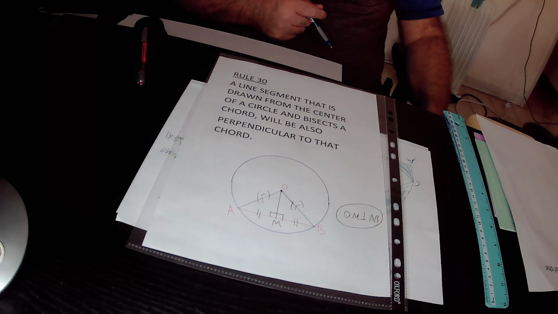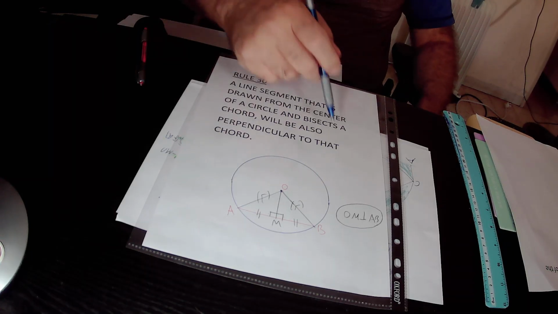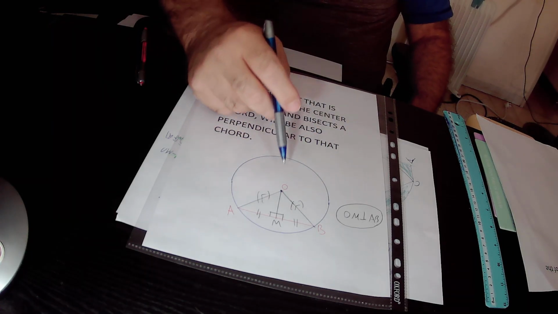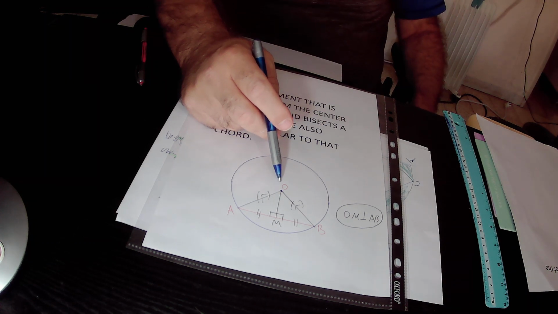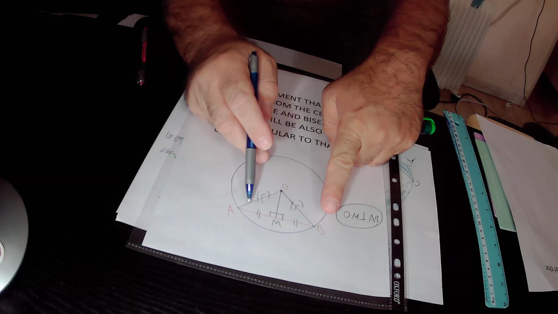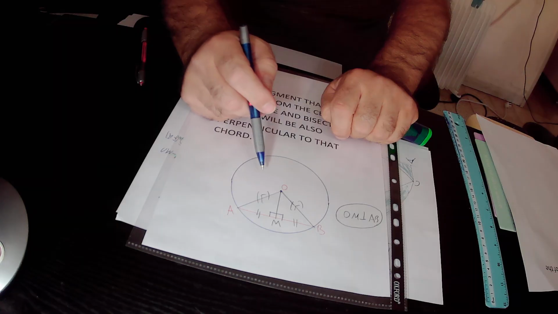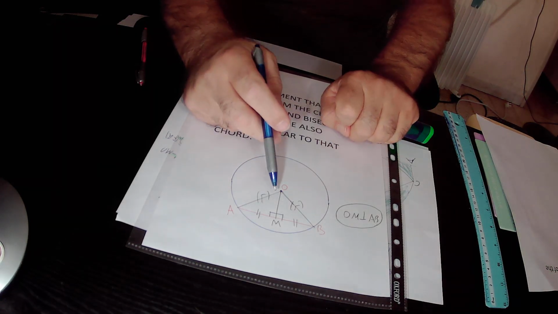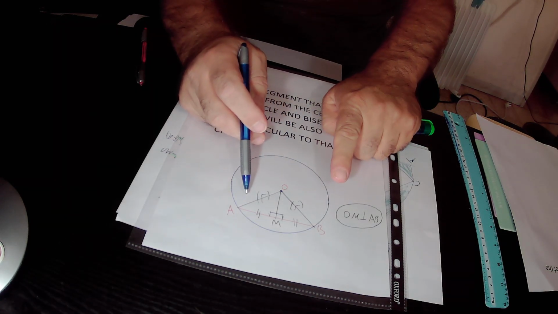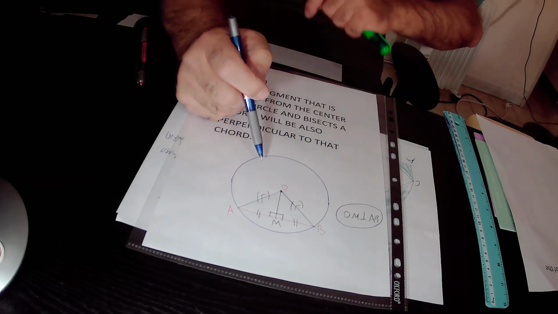According to rule 30, a line segment that is drawn from the center of a circle and bisects a chord will also be perpendicular to that chord. In the drawing, we have a circle. This is point O, the center of this circle. This is chord AB. Line segment OM bisects chord AB according to our construction. That is to say, AM equals MB equals AB over 2.